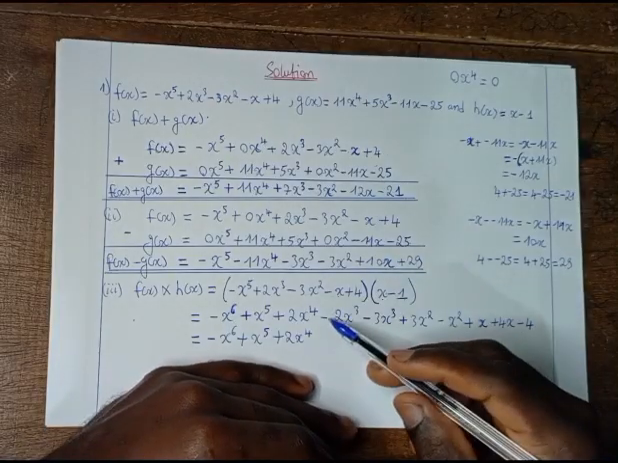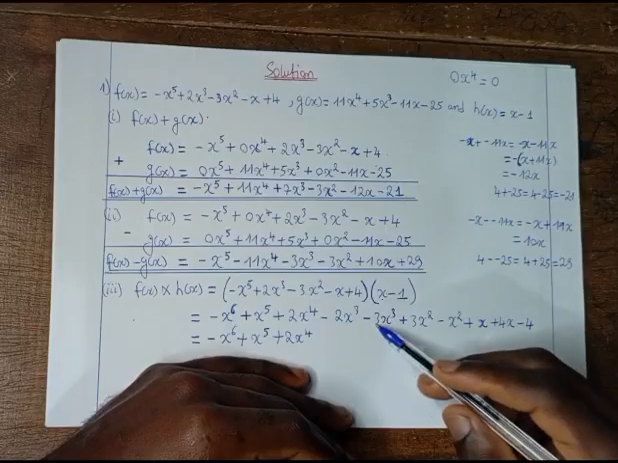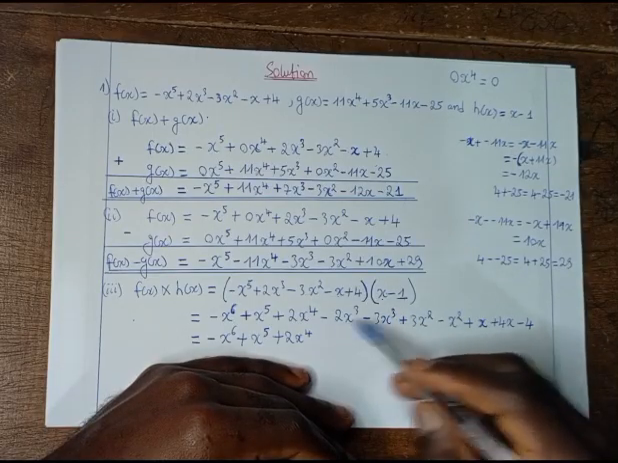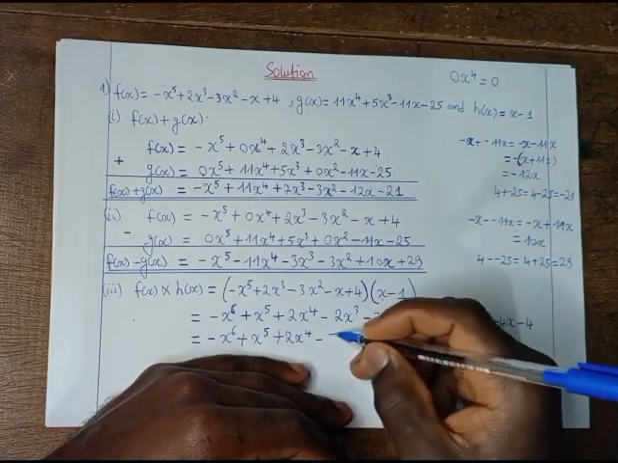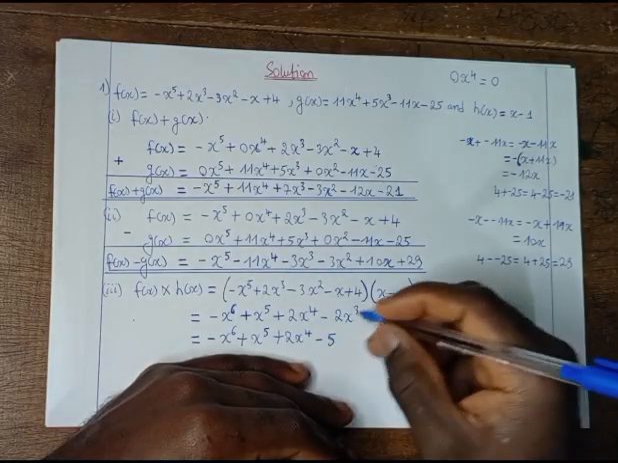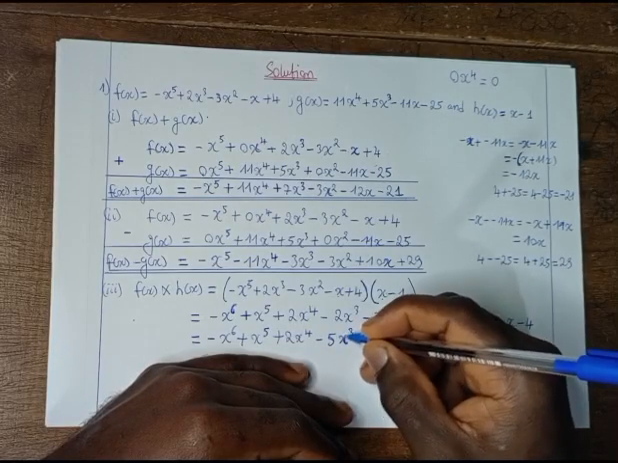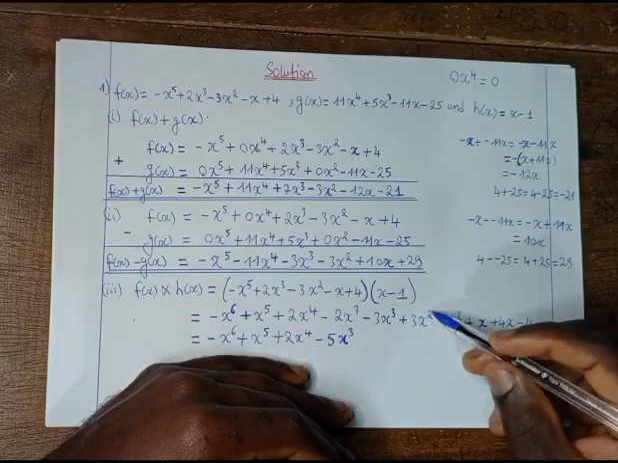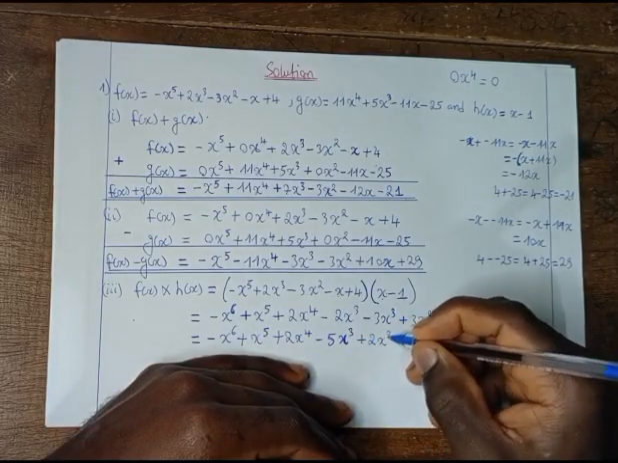Next, we have negative 2x cubed minus 3x cubed. These two terms are in x to the power 3, so they are like terms. Now, negative 2 minus 3 gives us negative 5x cubed. Next, we have 3x squared. Positive 3x squared minus x squared will give us plus 2x squared.